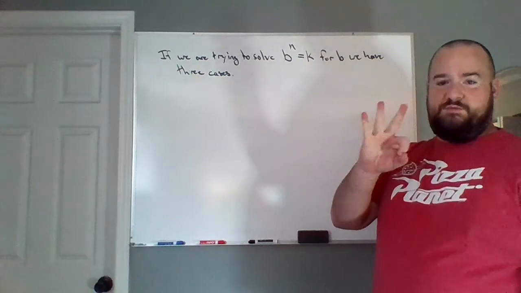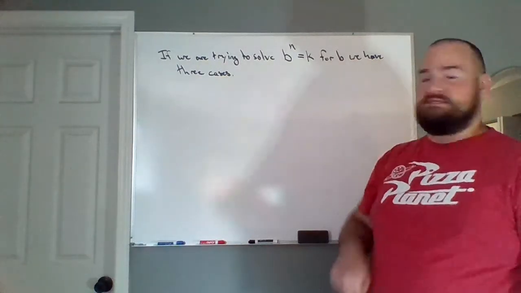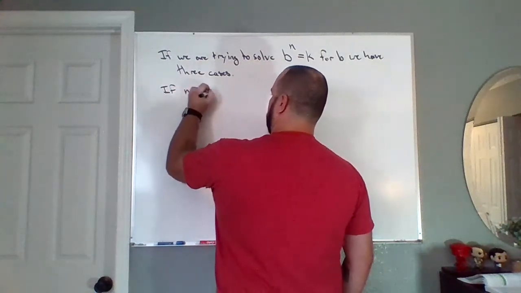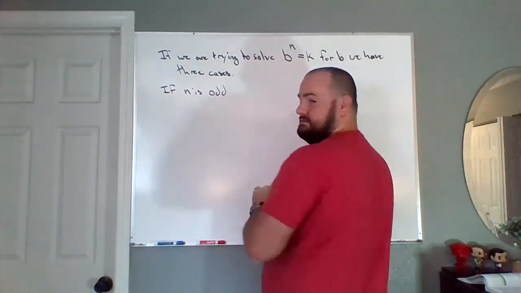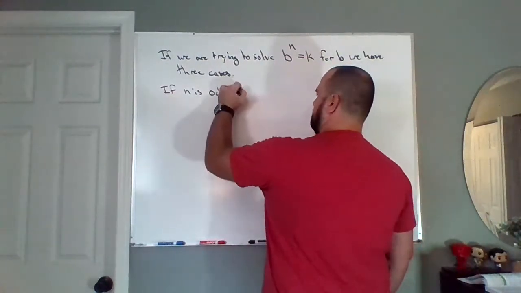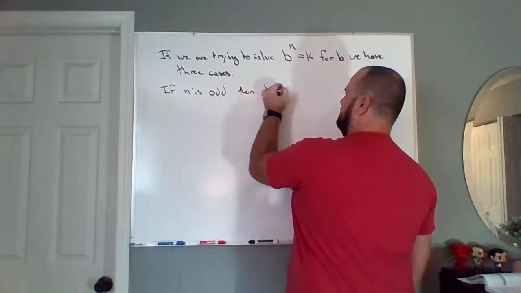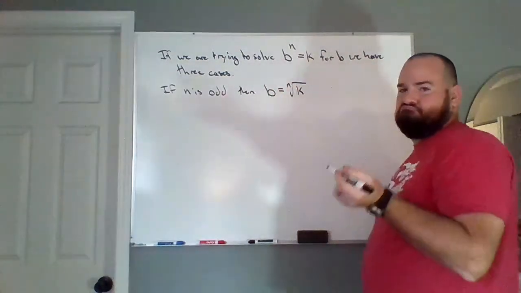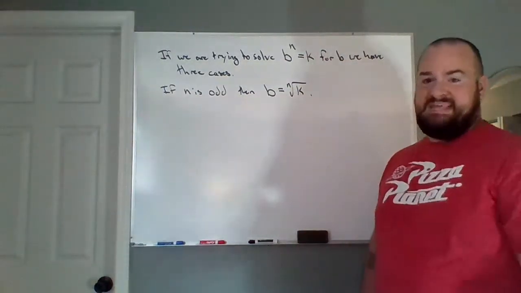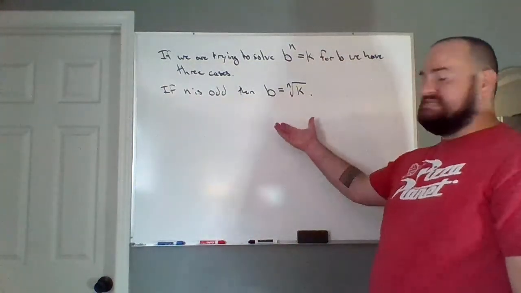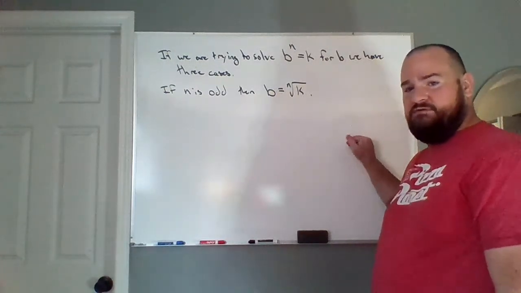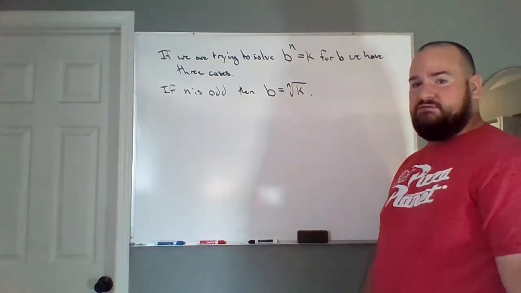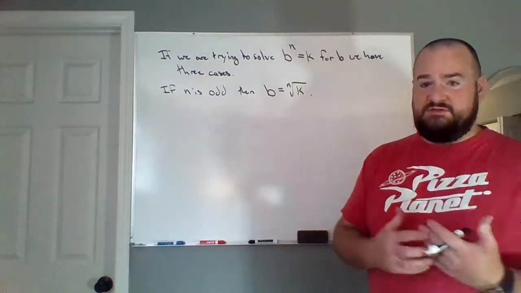We have one of 3 possibilities. The first and easiest case, okay, if n is odd, then b is equal to the nth root of k. Bam. That's it, we're done. And that looks exactly like when we had b cubed equals 125. We took the third root, because cubed is 3, third root of 125, and we got 5. Now we did that mentally, but you could also use your calculator absolutely to do that.